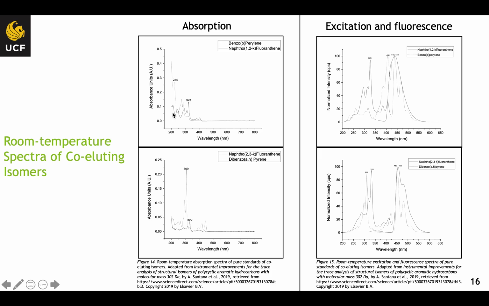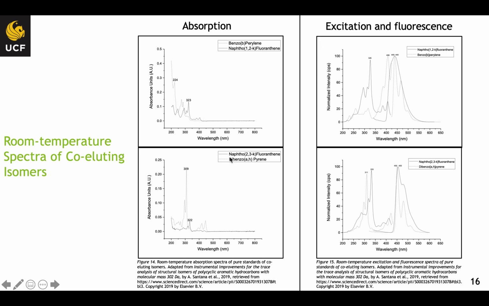When we observe the absorption spectra of these pairs of isomers, it's obvious that there is strong overlap. These are the absorption spectra of benzo[b]perylene and naphtho[1,2-k]fluoranthene, and we can see them overlapped. When we overlay the spectra, we can see that there is strong interference at their peaks and in their absorptions, and therefore absorption spectroscopy would be very difficult to use to determine one of these individually in a sample that includes both due to the spectral interference.